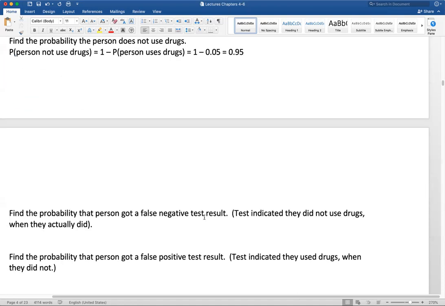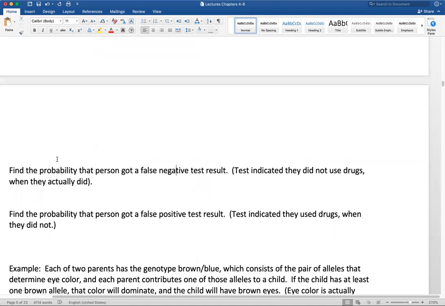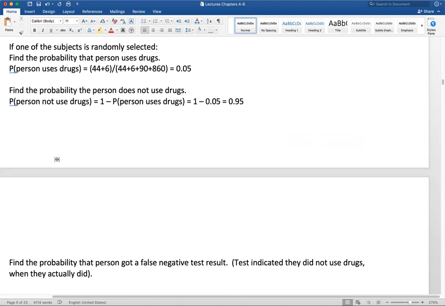Now next, find the probability the person got a false negative test result. A negative test result means the test indicates they did not use drugs. But this is false, which means the test result is wrong: they actually use drugs. So now let's see.